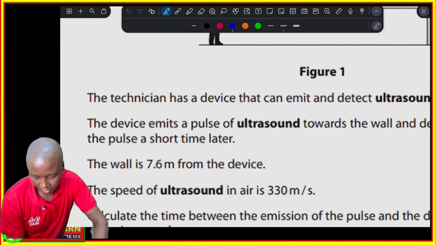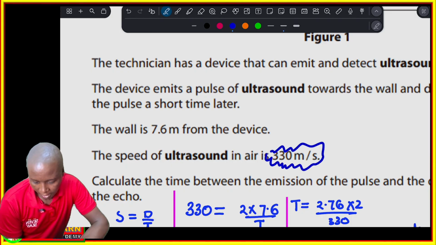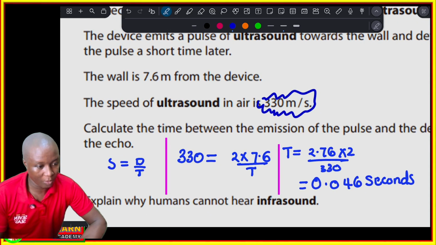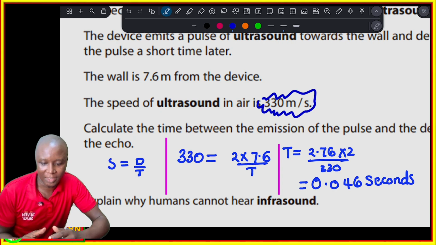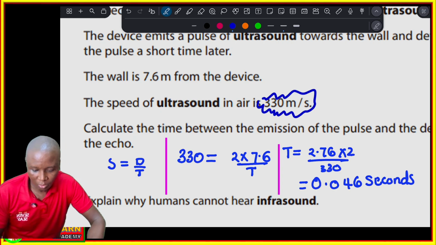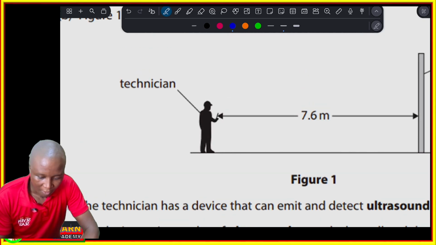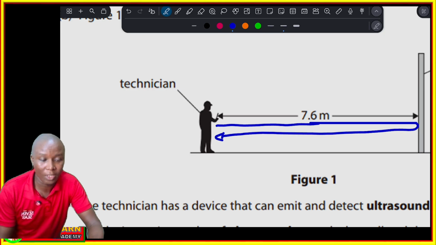Okay, so let's proceed. The speed of ultrasound is considered to be 330 meters per second, and we are supposed to calculate the time taken. For you to work out this question, you are supposed to understand the concept that speed is equal to distance over time. But also you have to remember that for the ultrasound to travel to this point, it will be reflected and then come back. So it's going to cover twice the distance.